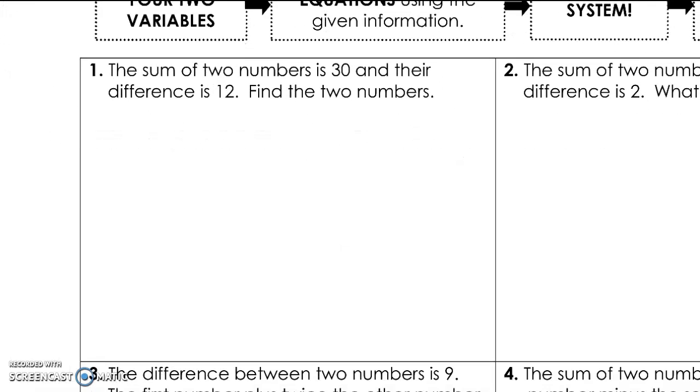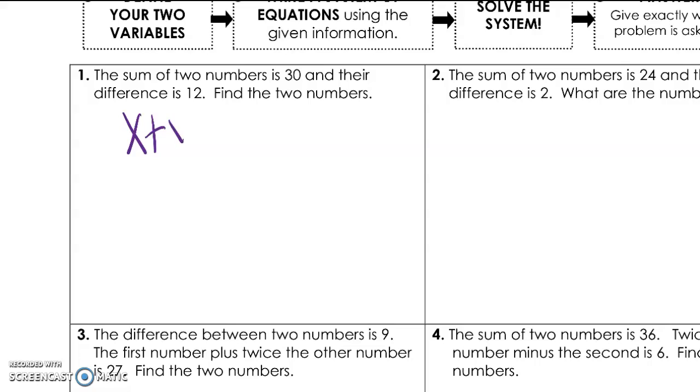Okay, so this first one says the sum of two numbers is 30 and the difference is 12. Find the two numbers. Some of you maybe can do this without even doing an equation or two equations. This is one I would not write my variables onto the side. So I would just right away say x plus y is equal to 30, x minus y is equal to 12. So the sum of them is 30 and the difference is 12.